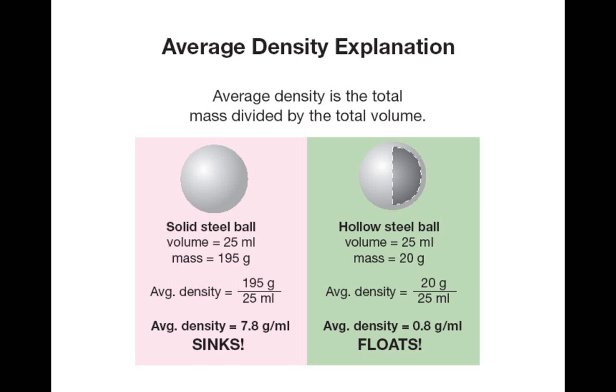And this is a great explanation about how average density can be changed if you have something that is solid steel versus something that is hollow. Notice on the left, the average density of the solid steel ball happens to be 7.8 grams per milliliter, while on the right, the average density of a hollow steel ball happens to be 0.8. Because it is less than 1, the hollow steel ball is going to float.